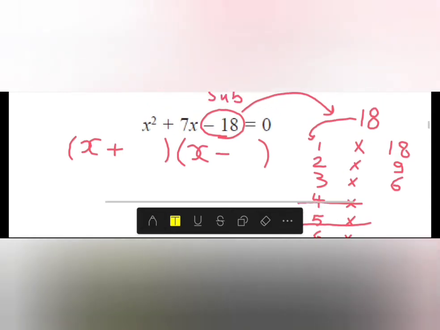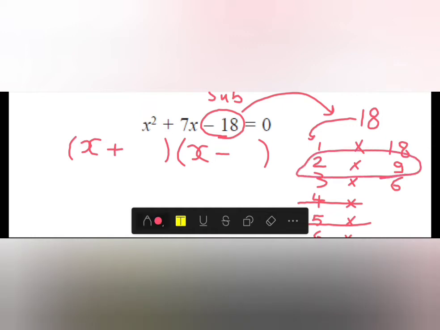Now, in these factors here, I need two numbers. I know that when you multiply these two numbers, you get 18. Now, the second part of the puzzle, I need two numbers that, when you subtract them from each other, you'll get 7. So which two numbers are they? Are they 1 and 18? Very good. They're not. Are they 2 and 9? Very good. They are 2 and 9. So the answer is 2 and 9.